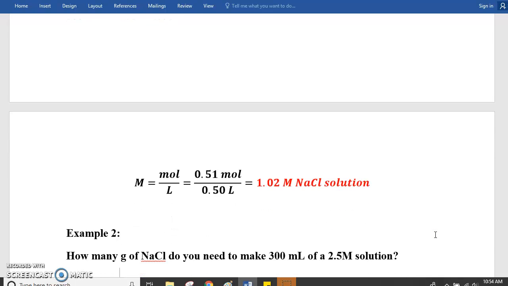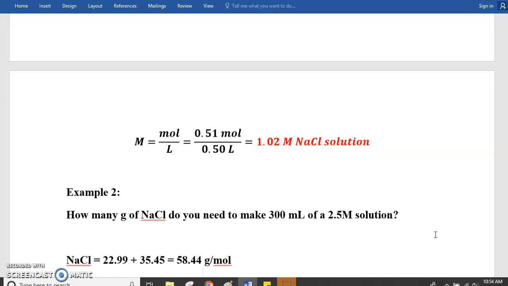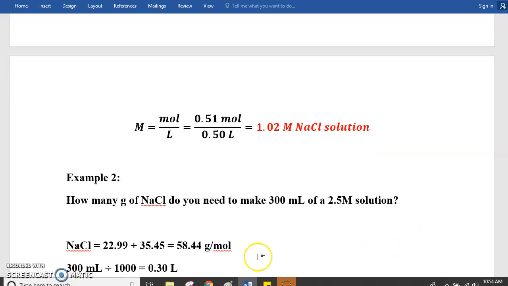We can also calculate it backwards. If I tell you the molarity of a solution and how much of it I need, how many grams do I need to make it? This is actually the calculation I probably do most often in labs when I'm doing my prep work, because I need to make the solutions and you always have to back calculate how many grams to measure on the scale. So it's NaCl again, so we're still going to have the molar mass of NaCl, 22.99 plus 35.45 is 58.44 grams per mole.